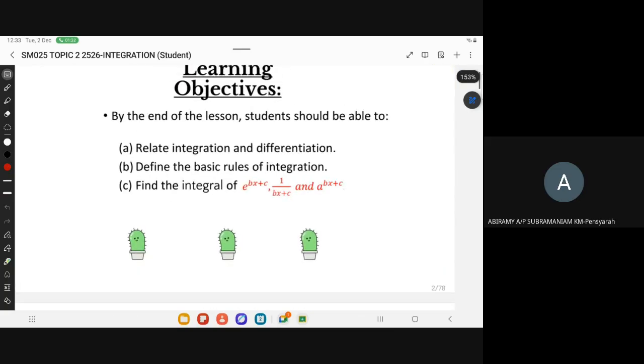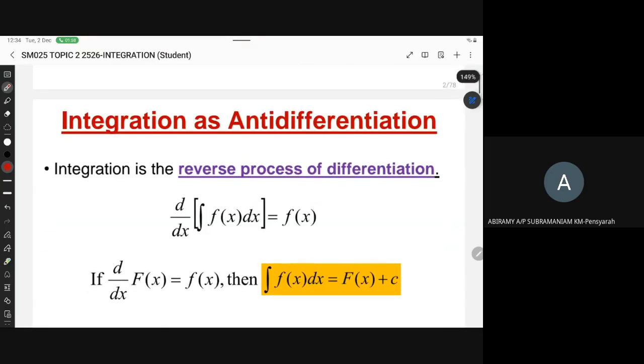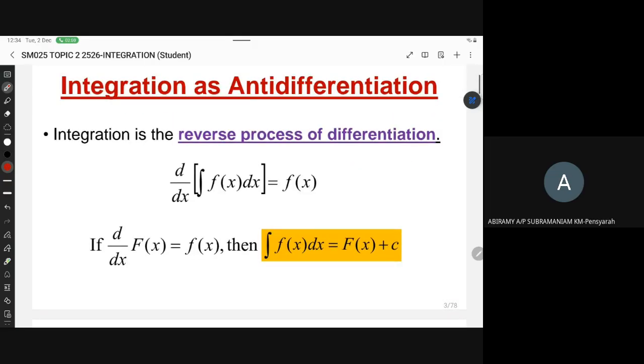Now let's look at the learning objective for the first lesson. By the end of the lesson, students should be able to relate integration and differentiation, define the basic rules of integration, find the integral of exponential function, 1 over a function, and also exponential function where the base is a constant.